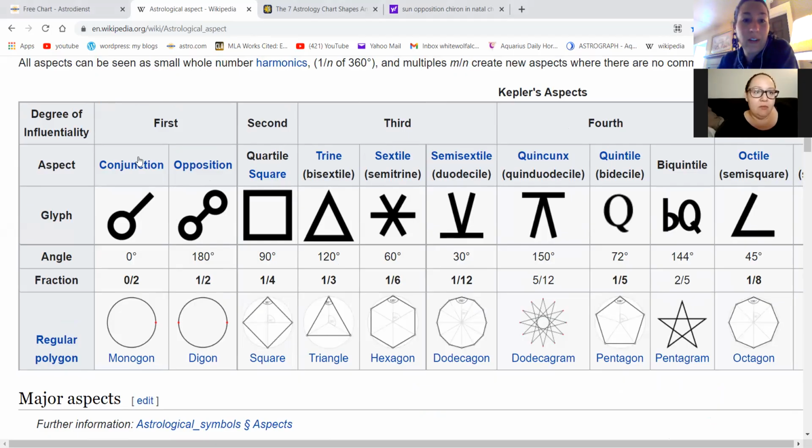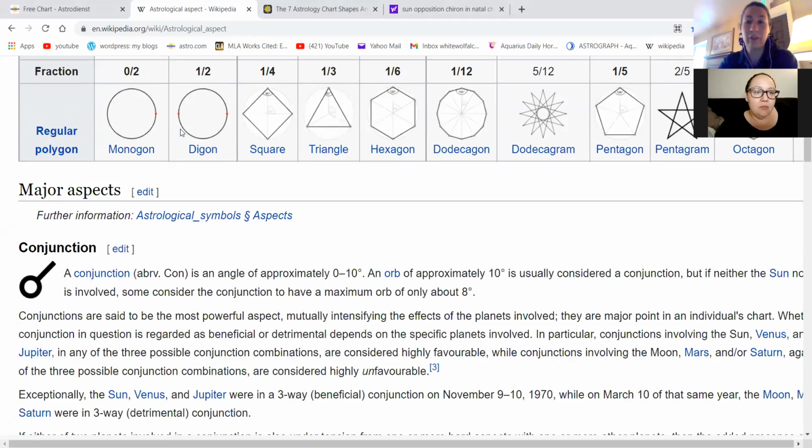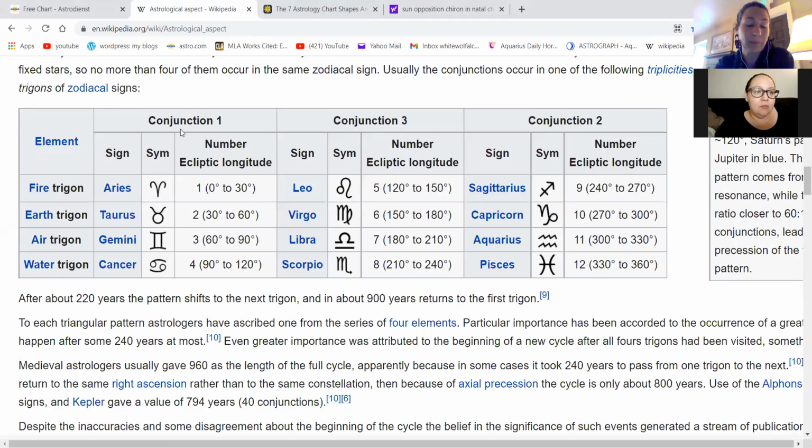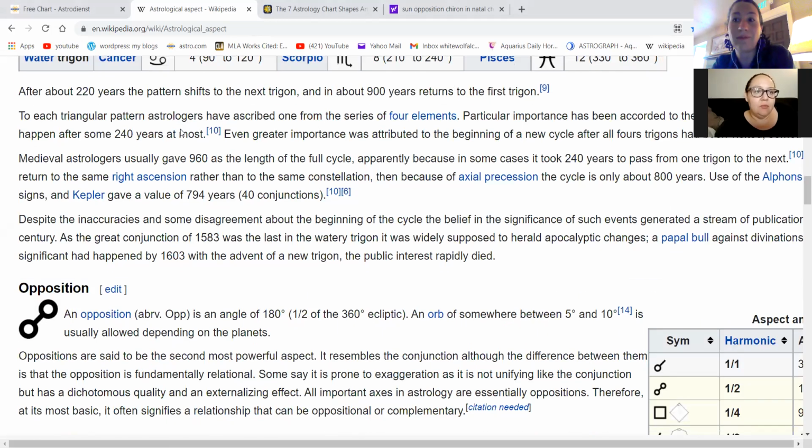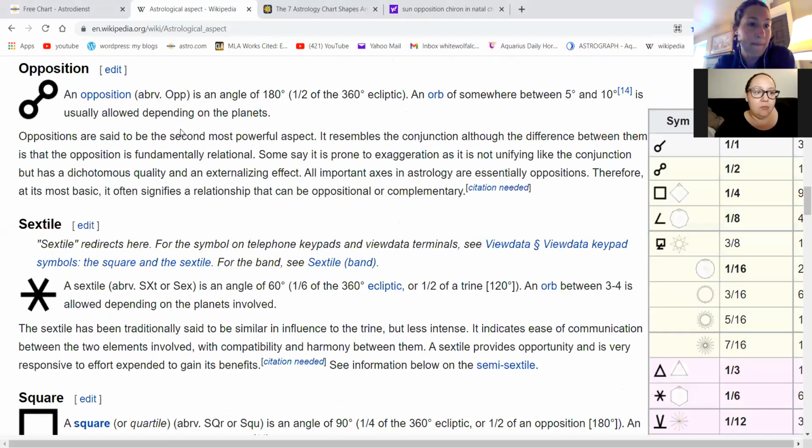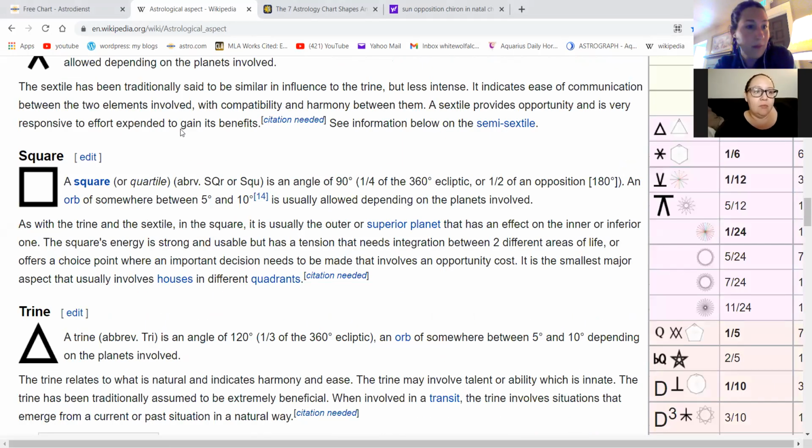Cool. 90-degree angle. And let's see what little keywords it has, but I see the word struggle as the keyword. Square is an angle of 90 degrees, 1/4 of this 360-degree ecliptic, or a half of an opposition, with an orb of somewhere between 5 and 10. So it gives you between 5 and 10 degrees allowance of being off. Okay.